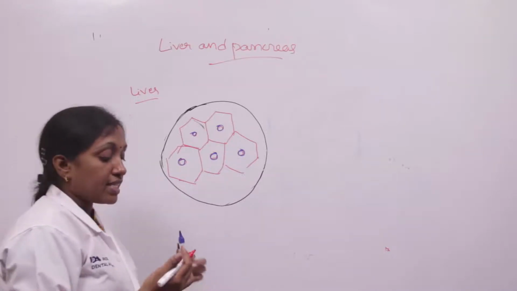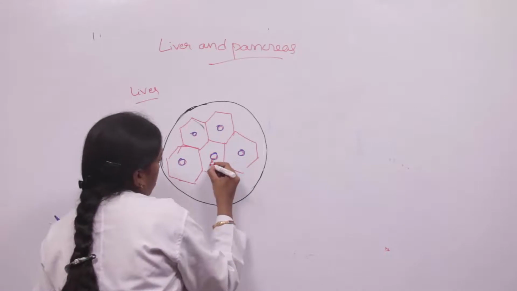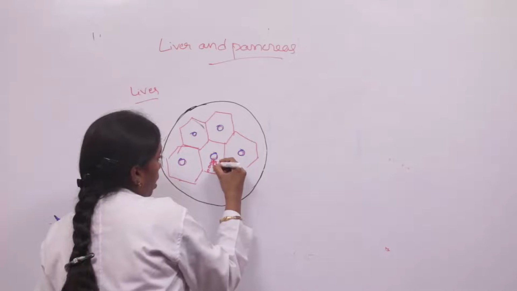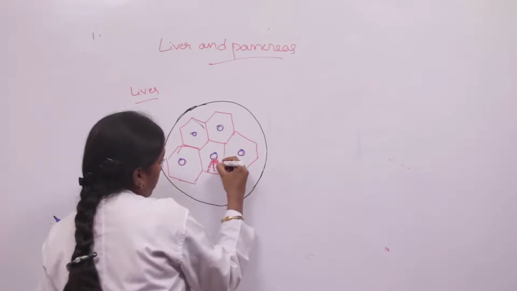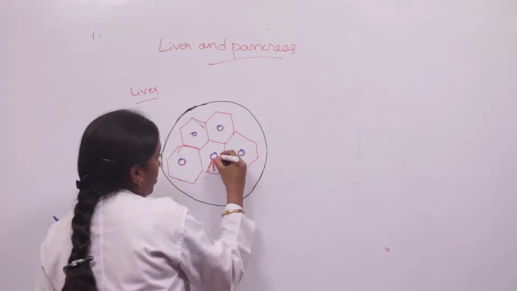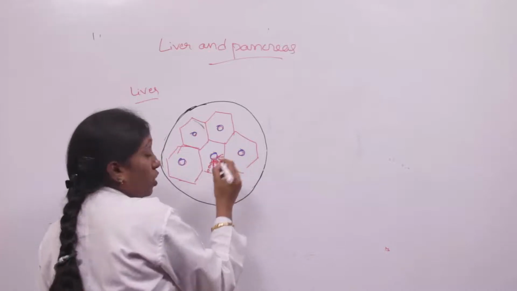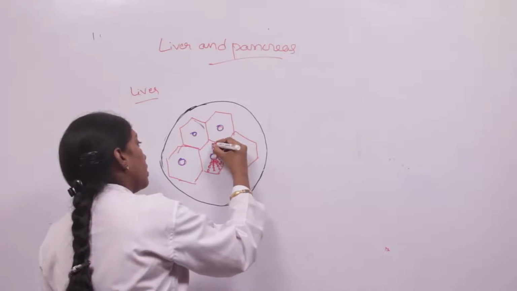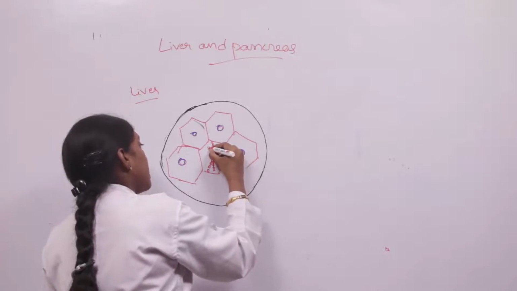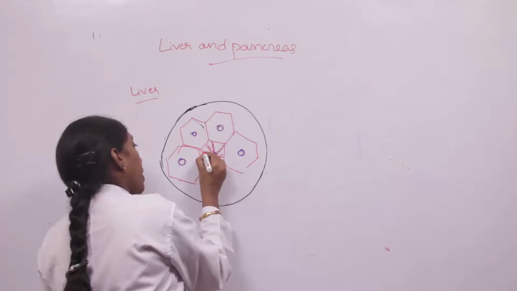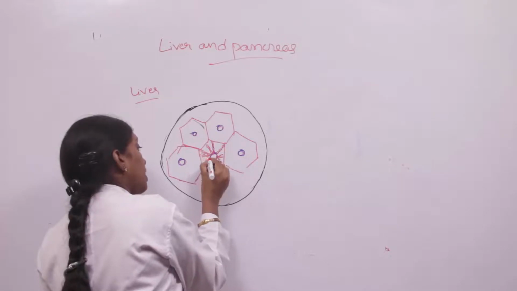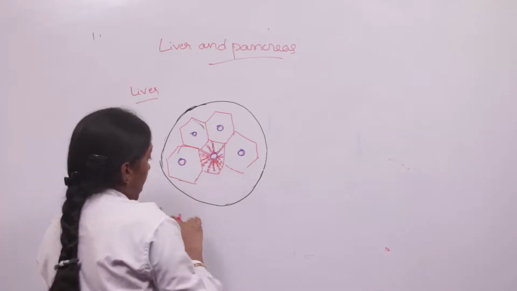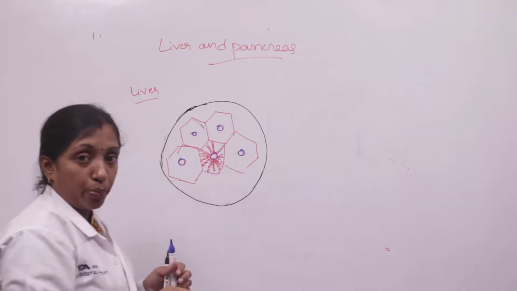Here in the liver, the cells are arranged in cords. That means the cells are arranged in rows. When we take one hepatic lobule, look here, the cells are arranged in rows. These are called hepatic cords of cells, seen in each lobule of the liver.